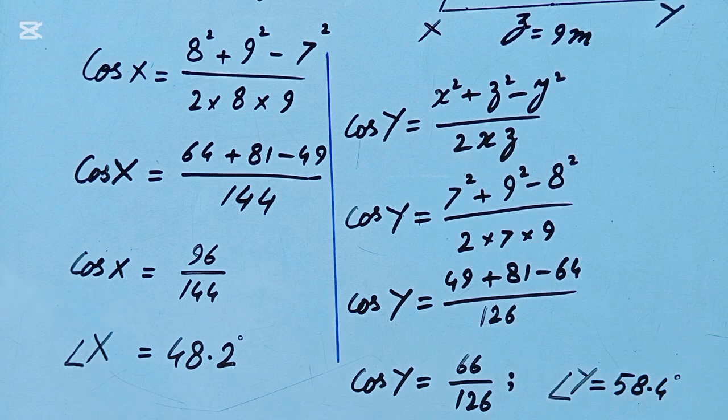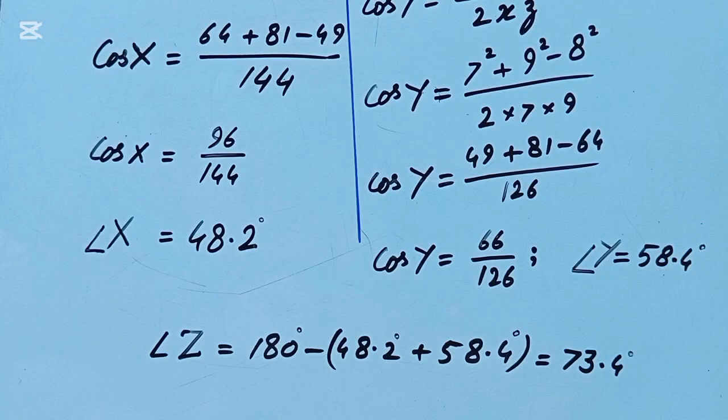Now the third angle we are easily able to find out, keeping in mind the angle properties of the triangle. Sum of these two angles subtracted from 180 will result angle Z. We have found this angle Z with the help of angle properties of the triangle. Sum of all the internal angles of a triangle is equal to 180. So 180 minus the sum of these two angles, angle X and angle Y, this results angle Z, which is equal to 73.4 degree.